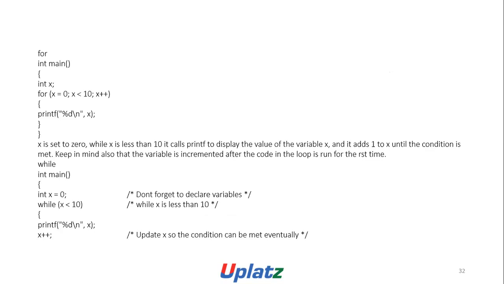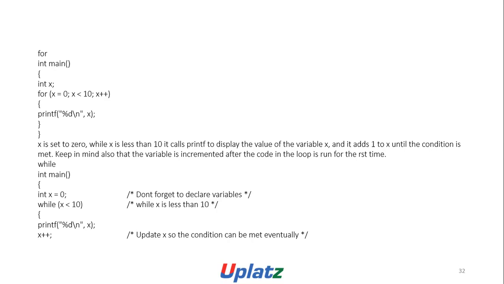For example: int main, for (int x = 0; x < 10; x++) printf("%d\n", x). In the while version, x is set to 0, while x is less than 10, it calls printf to display the value of the variable x, and it adds 1 to x until the condition is met. Keep in mind that the variable is incremented after the code in the loop is run for the first time.